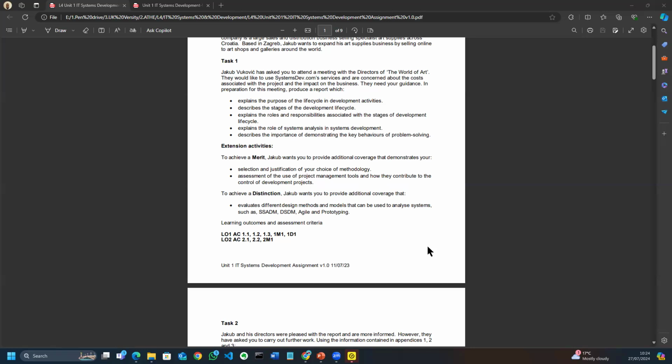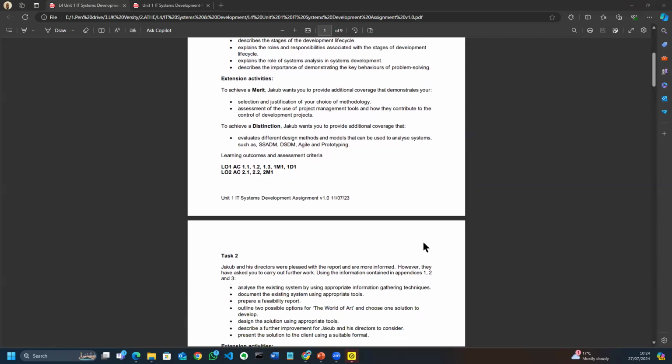So to gain a merit grade, Jacob wants you to provide additional coverage that documents your selection and judgment of the choice of methodology, and an assessment of the use of project management tools and how they contribute to the control of a development project. And then to achieve a distinction, Jacob wants you to provide additional coverage that evaluates different design methods and models that can be used to analyze systems, such as SSADM, DSDM, Agile, and prototyping.